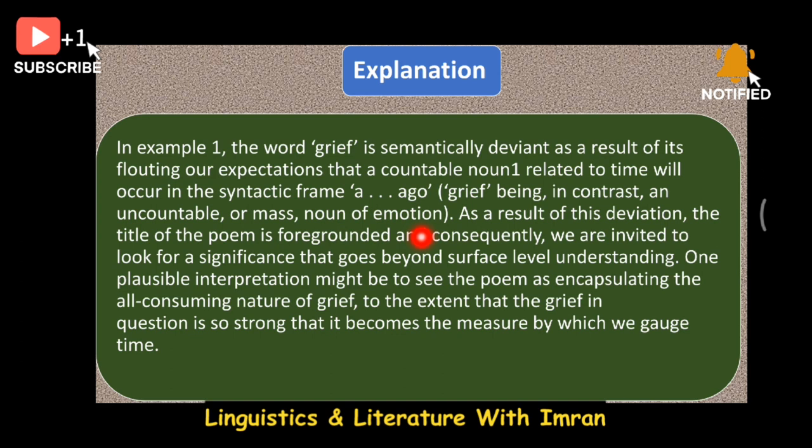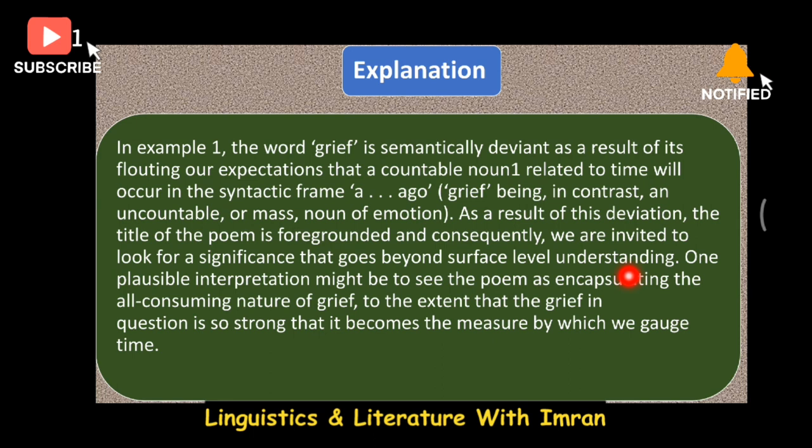As a result of this deviation, the title of the poem is foregrounded. So the whole title is foregrounded here, and consequently we are invited to look for a significance that goes beyond surface level understanding. So we might think, why a grief ago? Why not an hour ago? Why not a month ago? Why not a week ago? Why not a year ago? Why not 5 years ago? Why a grief ago? Something important. So this is semantic deviation.